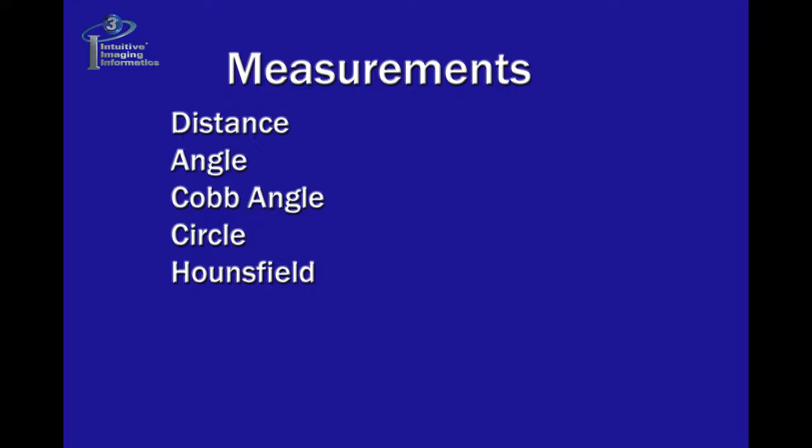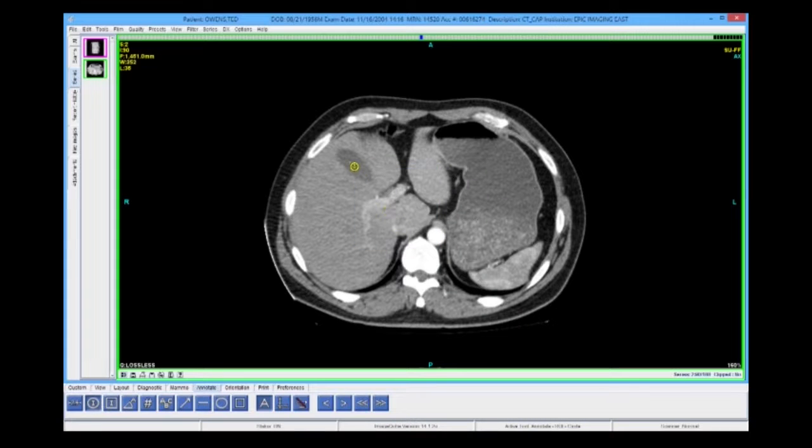Hounsfield units are also recorded by the ImageQube, either with a circle or rectangle shape. The circle may be moved and a new unit of measure is recorded.